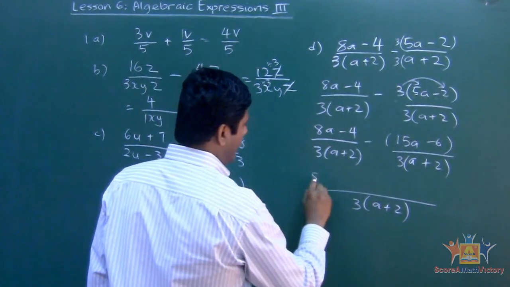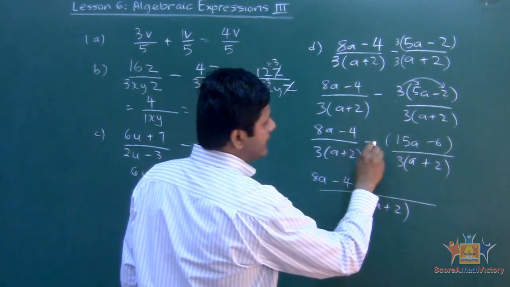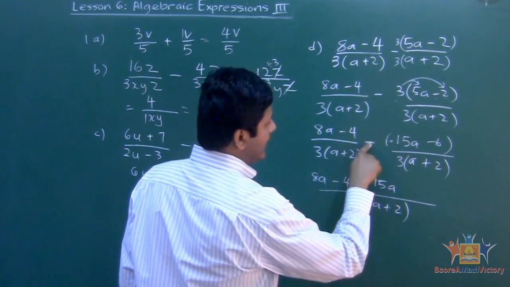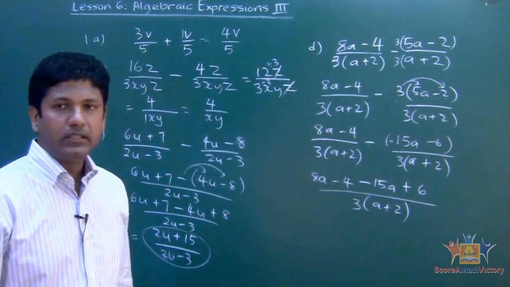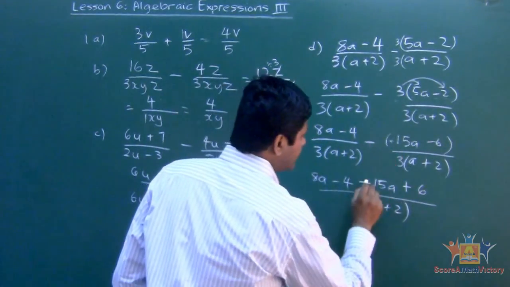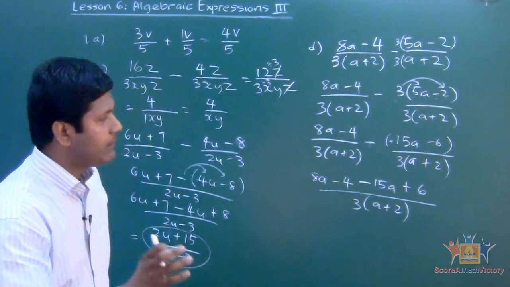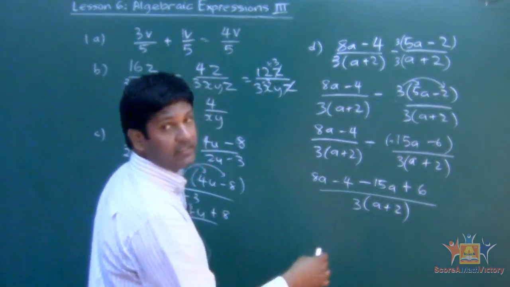Then I'm going to write down 8a minus 4, negative and positive will be what? Negative 15a, negative and negative, plus 6. See that? That's the one you got to pay attention. Negative and positive, negative; negative and negative, positive. When you expand them, open the bracket. Okay? So now I can combine them based on their family members.